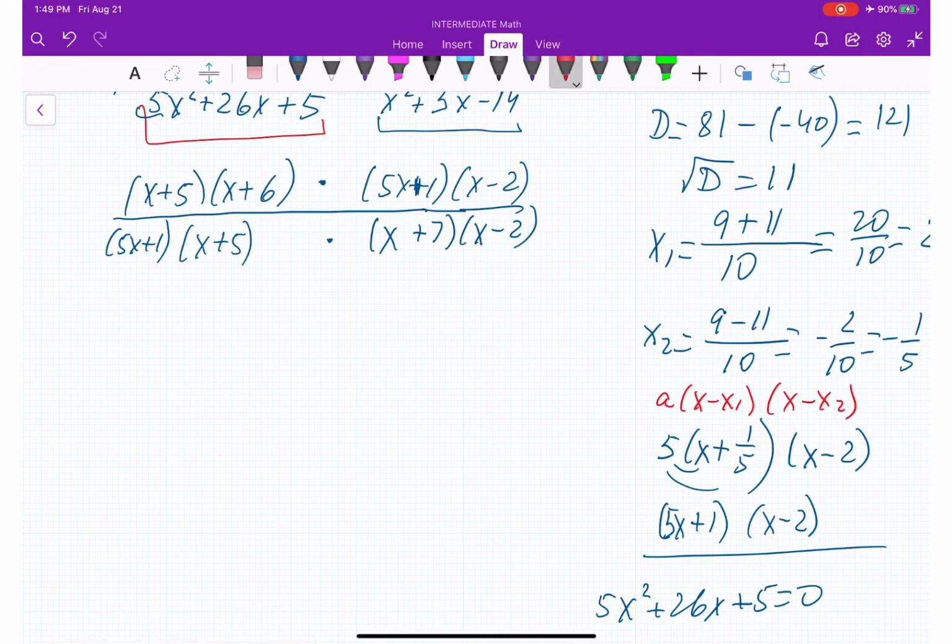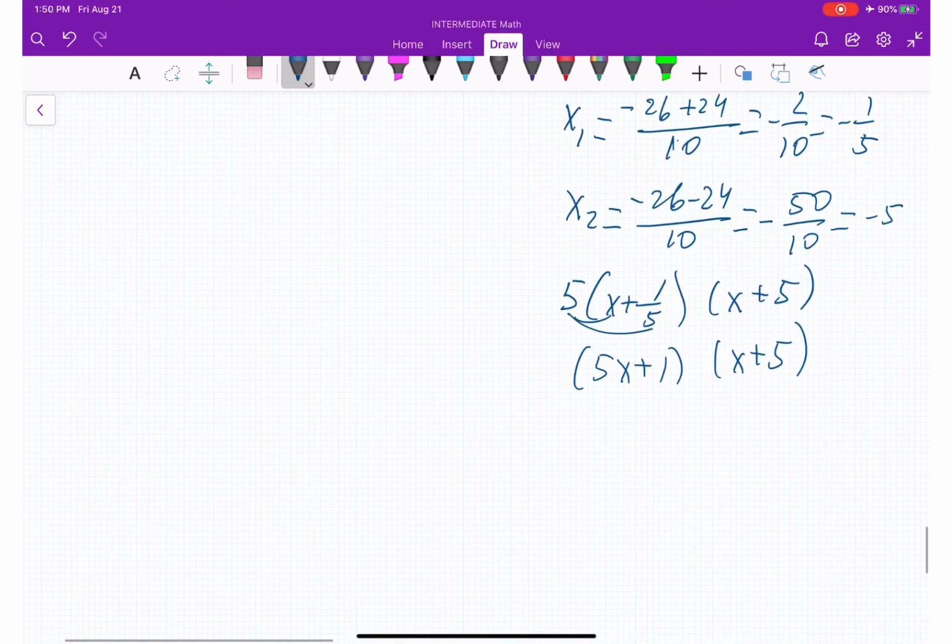It should be a lot of cancellation, huh? x minus 2, x minus 2 right here. 5x plus 1, 5x plus 1 right here. x plus 5, x plus 5 right here. And we are getting a beautiful, small, compact rational expression, x plus 6 over x plus 7. And we got the answer. All right.